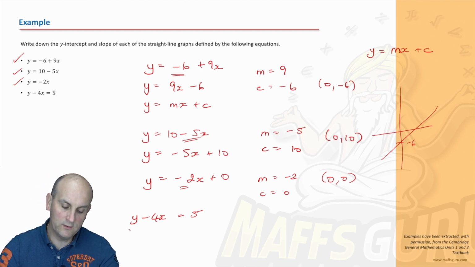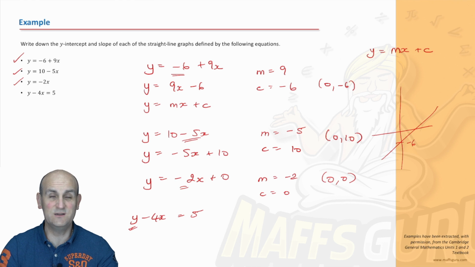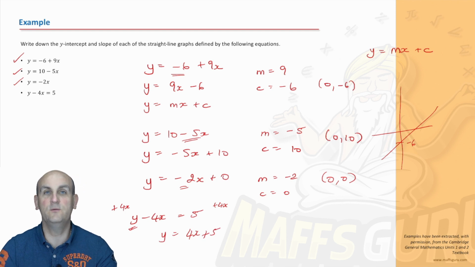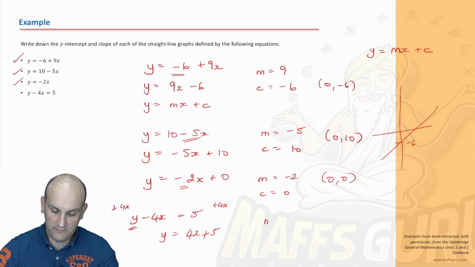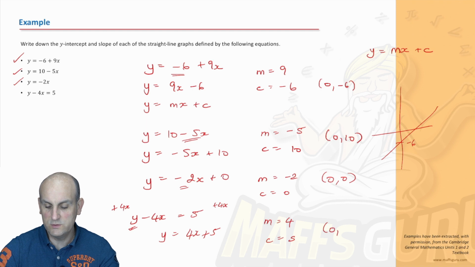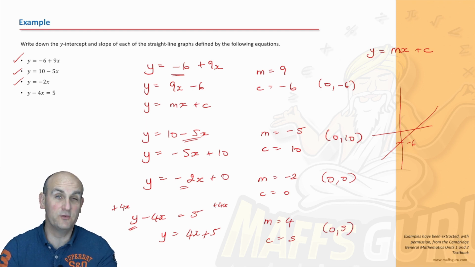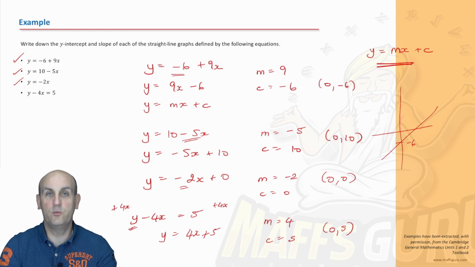Now, obviously, we want the y on its own, but in this situation, the y isn't on its own. It has that minus 4x there. So I add on 4x to both sides, gives me y is equal to 4x plus 5, and suddenly we notice my gradient isn't negative 4 at all. It is positive 4. So in that situation, m would equal 4 and c would equal 5, which would mean that we would have the coordinate position 0, 5. Now, these are just some of the tricks they can involve. But my advice is always try and get it into the format of y equals mx plus c.